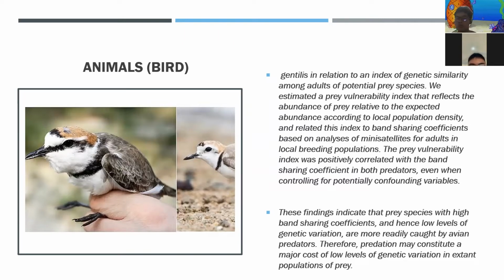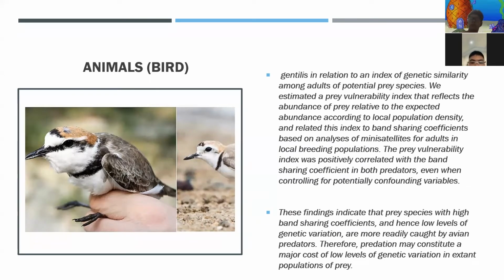Accipiter gentilis, in relation to an index of genetic similarity among adults of potential prey species. We estimated the prey vulnerability index that reflects the abundance of prey relative to the expected abundance according to local population density, and we related the index to band sharing coefficients based on the analysis of minisatellites for adults in the local breeding populations.